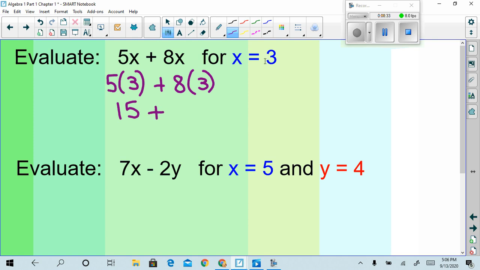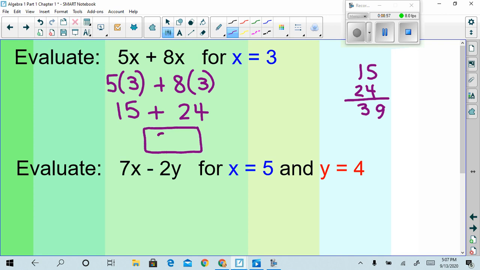In this problem, I'm taking the x out and putting 3 in its place. 5 times 3 is 15. 8 times 3 is 24. And again, if you can't do the mental math, you can check it with a calculator. Some people say, well, I have to write it in columns. If you have to write it in a column like this, you can do that as well. Again, what works best for you? That's what I'm trying to find out in these first few classes together.